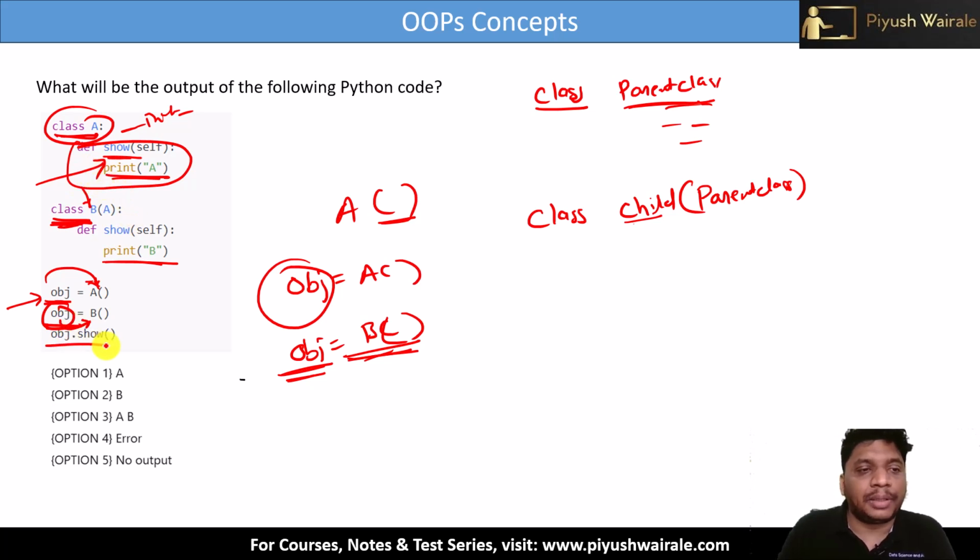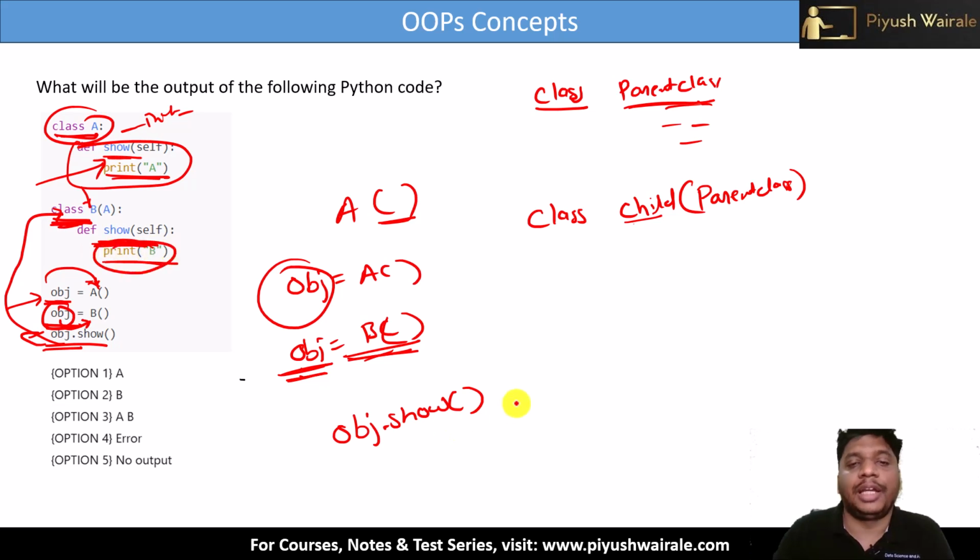So what will happen now? If I call object dot show, which function will get executed? If you observe, this object belongs to class B. Now if I go to this particular class B, what will happen? This particular function show is going to get called and we are going to print B here. So here the output will be B. Option number 2 is correct here.